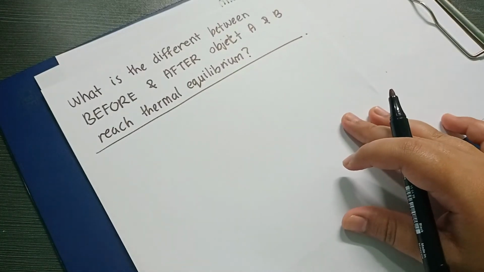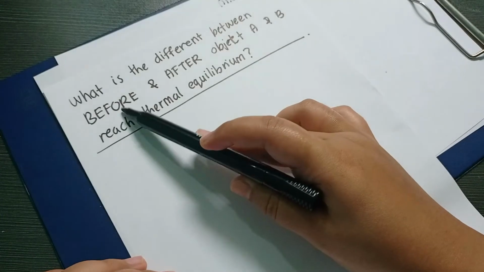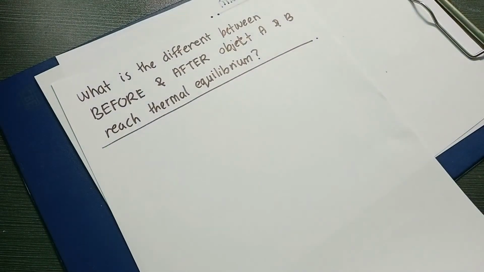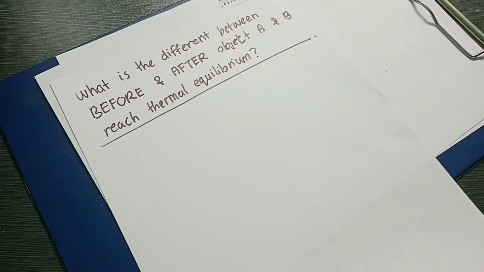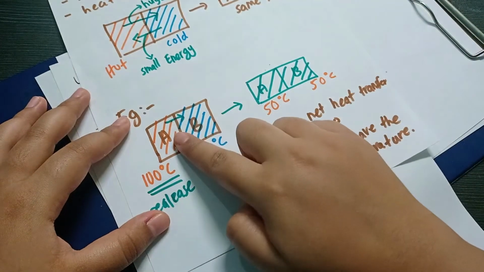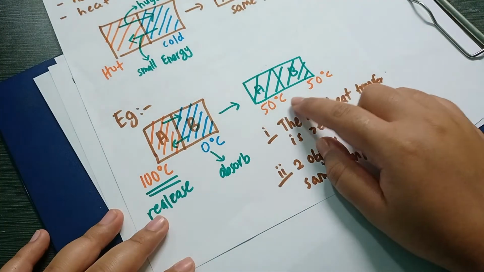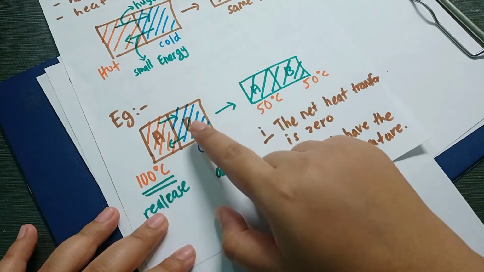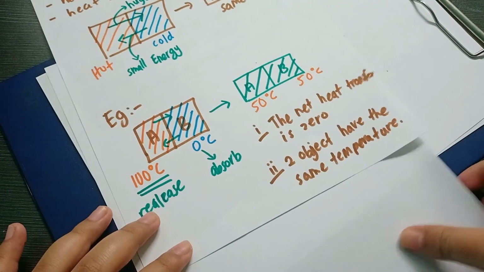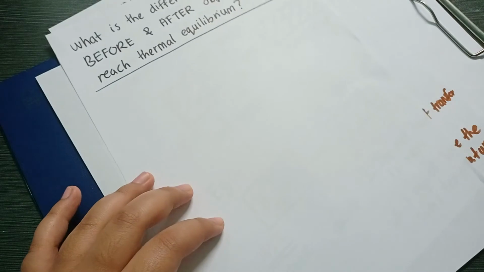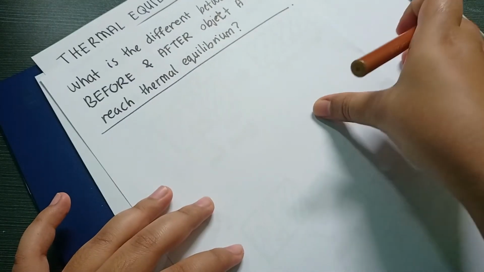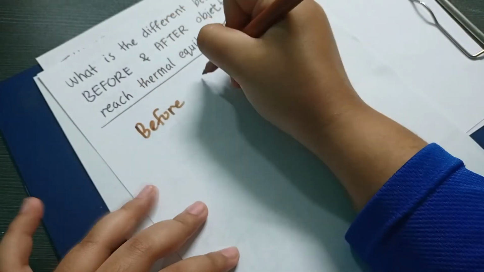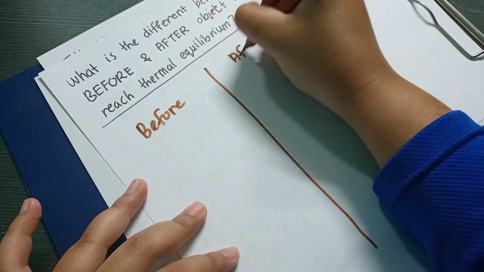So our next question is, what is the difference before and after the objects A and B reach thermal equilibrium? We go to the previous example here. A and B, after they reach thermal equilibrium, the temperature is the same. But what is the difference before and after the thermal equilibrium? So here, to make it easy for you to see, I will do it in a table. So this is before, and here is after.